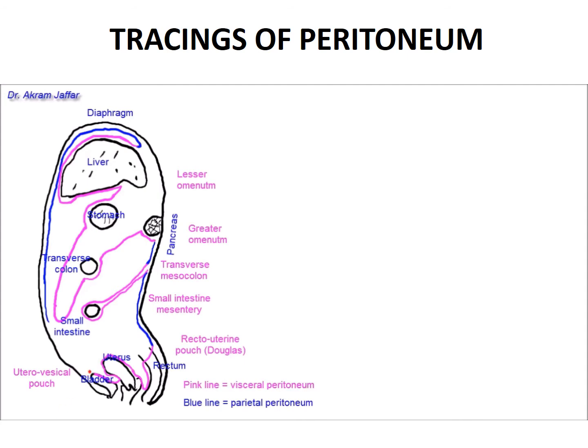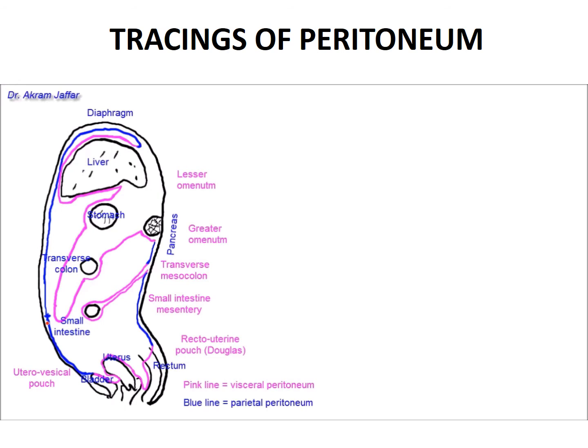I'm going to change the color into blue. So this is the parietal peritoneum reflected onto the anterior abdominal wall and returning back as the parietal peritoneum of the anterior abdominal wall into the point where we first started. We've started here approximately at the level of the umbilicus. So you can see here that the peritoneum is a continuous layer.